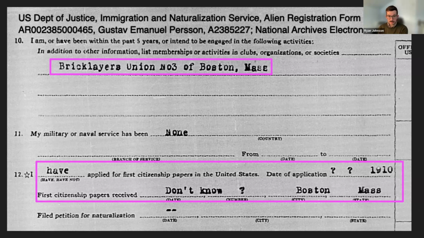And he said that he has applied for citizenship papers, but it was so long ago, I don't know when and what the number on the paper was. I just know it was in Boston, is what he typed up. But he guessed 1910, and I at least have a location that I could, if I wanted to, go start looking for that declaration of intention to become a citizen.